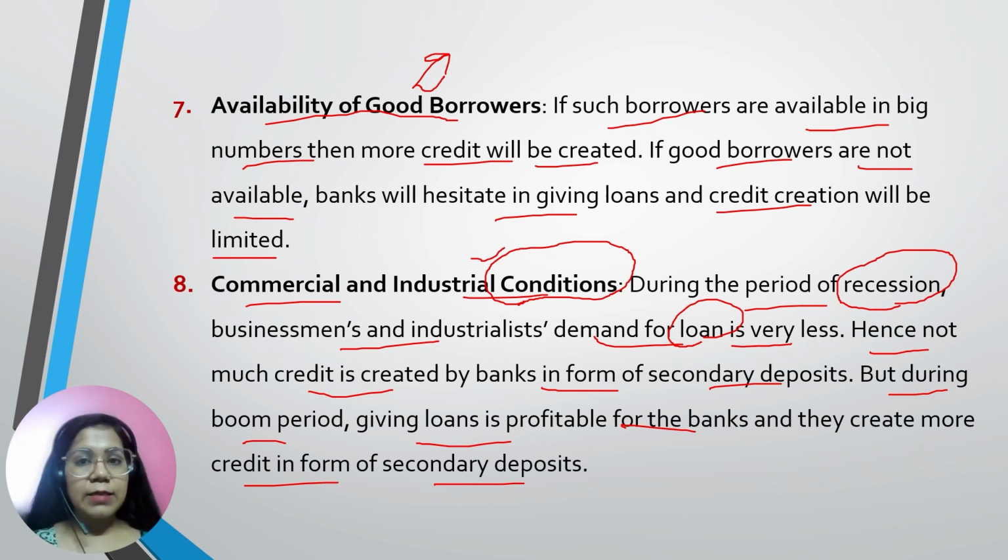So among all these points, the two main parameters that limit the credit creation capacity of the commercial banks was, first is your primary deposits of the commercial banks, or we can say the cash reserves, and second is the cash reserve ratio or CRR, which is determined by the central bank.